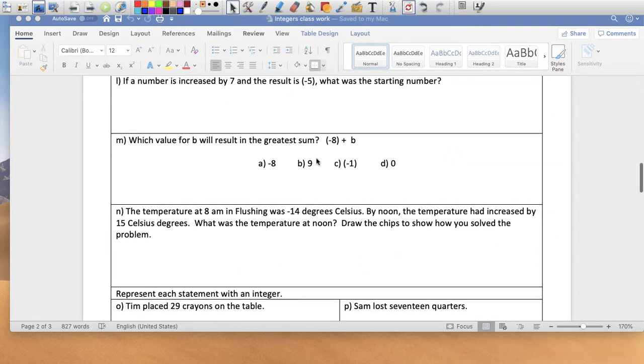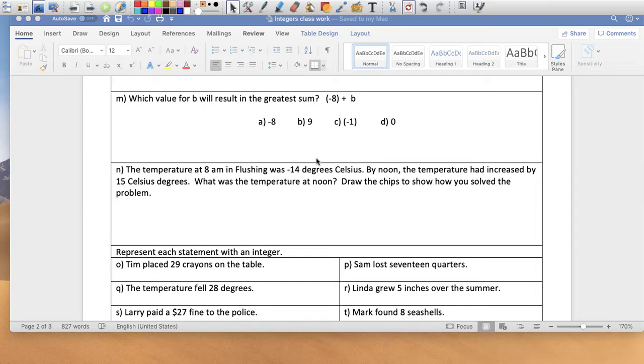A little tricky. The temperature at 8 a.m. in Flushing was negative 14, so let me write that down. By noon, the temperature had increased by 15, so I'm going to add what? I'm going to add 15 positive. Why? Because it says increased. So what was the temperature at noon?